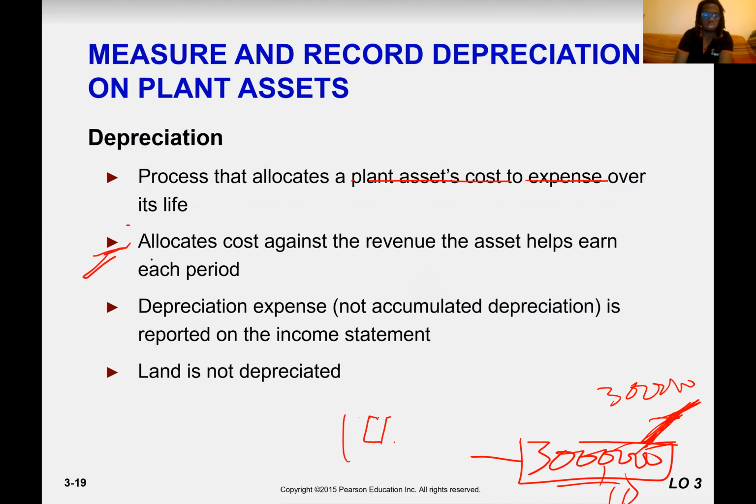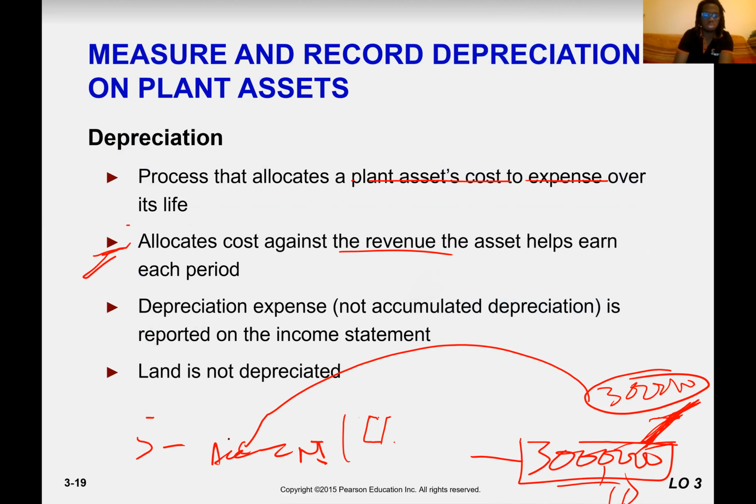So it allocates cost against the revenue the assets help earn each period. It means every year this 300,000 will go to the income statement and it will be deducted from sales. What is the formula for income statement? Sales minus all costs is your net income. So this is going to be added into the cost.